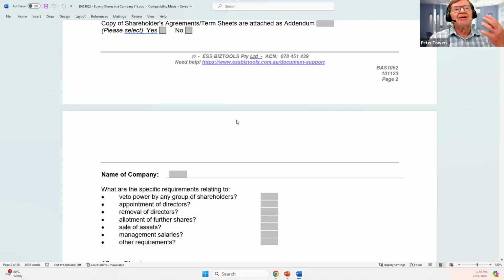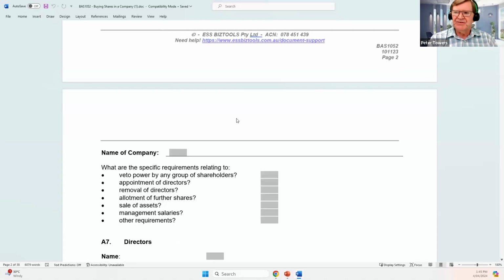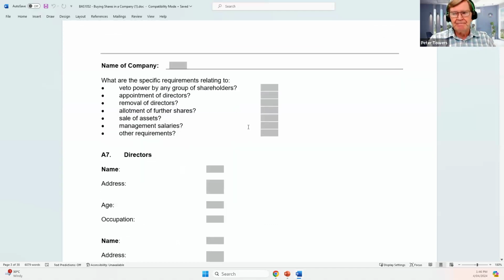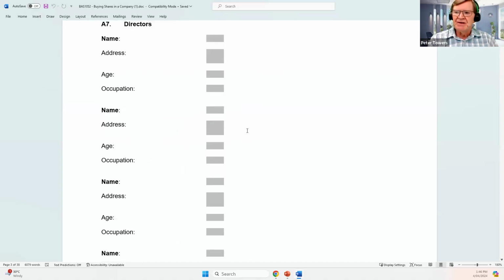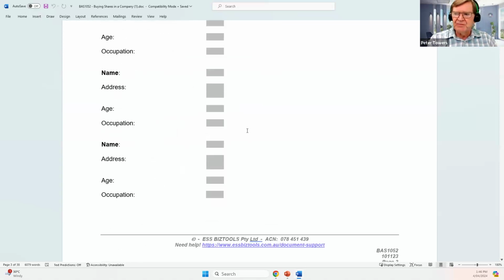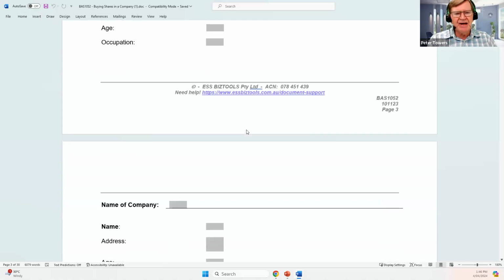And make sure they're dealing with a commercial lawyer, not someone that's basically acting for road accidents or injury claims, very important as they are, but there are definitely skills needed in that area, and there are definitely skills needed in the commercial area. So that might give you an idea of the forms that we have embedded within ESS BIZTOOLS.